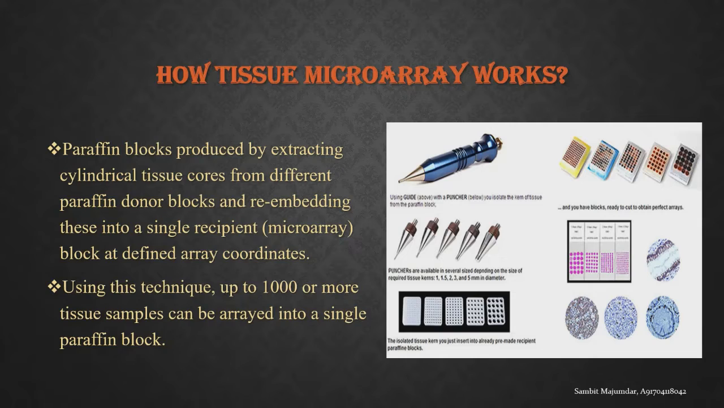How tissue microarray works. Paraffin blocks are produced by extracting cylindrical tissue cores from different paraffin donor blocks and re-embedding them into a single recipient block at defined array coordinates. Using these techniques, up to 1,000 or more tissue samples can be arrayed into a single paraffin block.